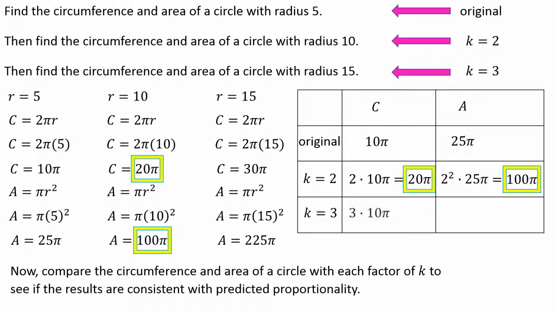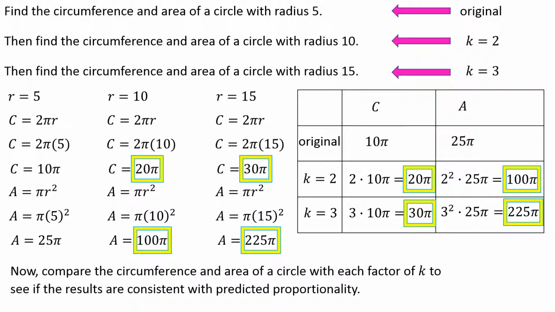What if k is 3? Again, I got to take the original circumference of 10 pi, multiply it by 3, I get 30 pi. Sure enough, that's what happened. Take the original area of 25 pi, but multiply it by 3 squared. 3 squared is 9. 9 times 25 is 225. Sure enough, the area was 225 pi.